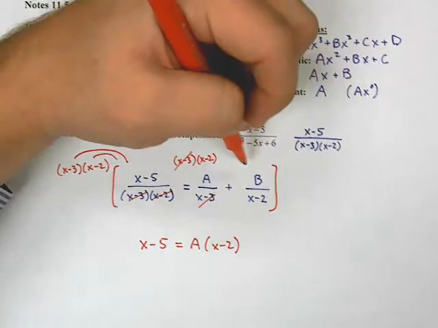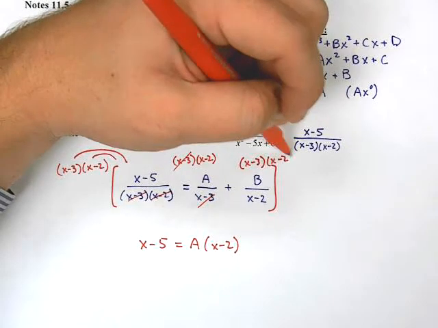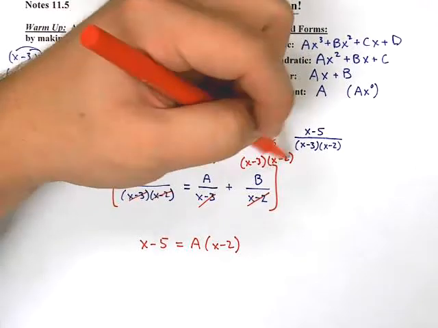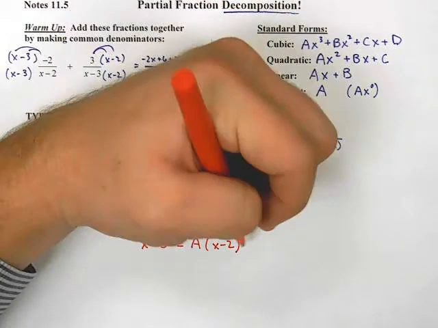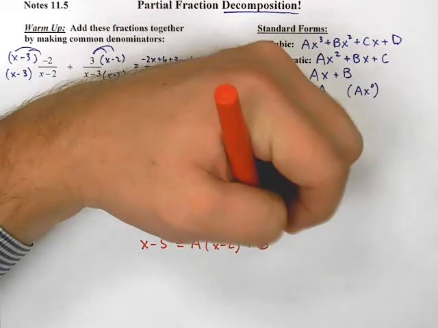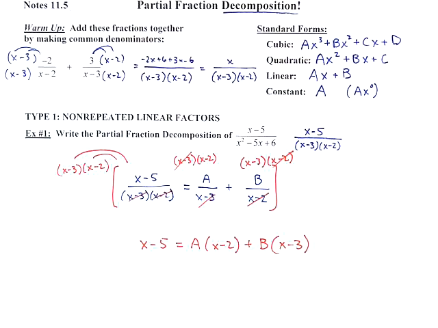And lastly, when I multiply over here by x minus 3, x minus 2, what happens? The x minus 2's cancel, and I'm left with b times x minus 3. All right, we are almost there. We're getting really close.